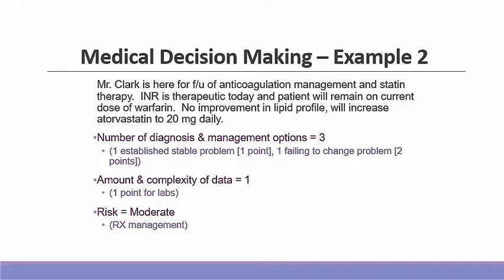In this example, the provider would receive a total of 3 points in the diagnosis and management options, 1 point for the controlled anticoagulation, and 2 points for the unchanged lipids. Under the amount and complexity of data to be reviewed, we would assign 1 point for reviewing the labs, and under the risk, we again would be directed to moderate because the dosage is being changed on the statin, which gives us prescription drug management.